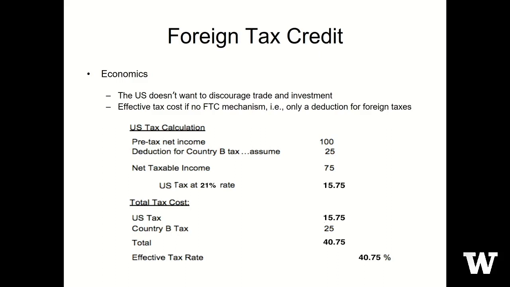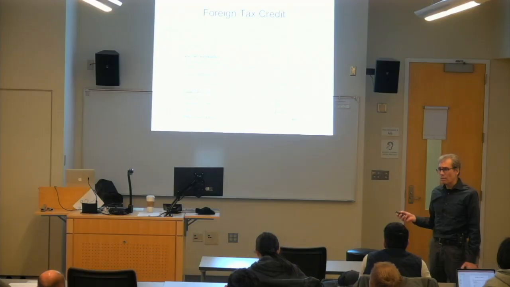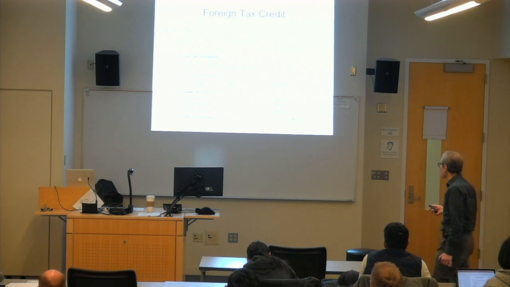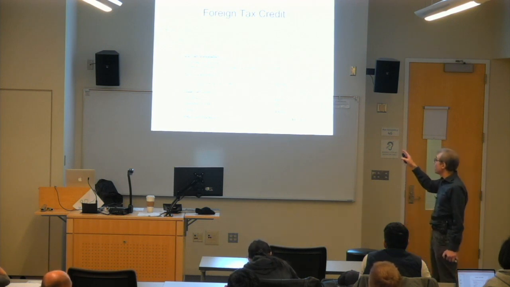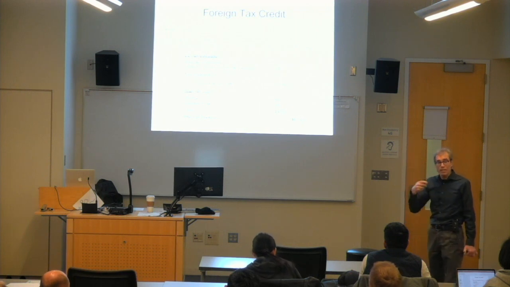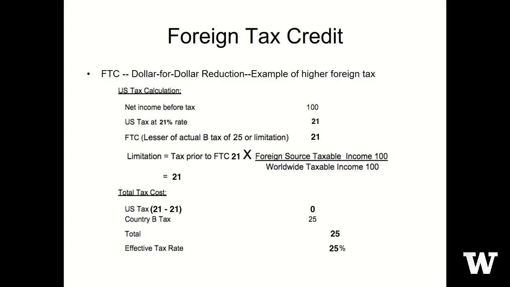Now, that's one of these terrible answers. You know, you want to avoid things like this. So having a mechanism that really relieves double taxation is important. Now, here we've changed the situation and we've said, okay, same numbers, but we have a foreign tax credit in place. And we, of course, come down and eventually come to an effective tax rate of 25.